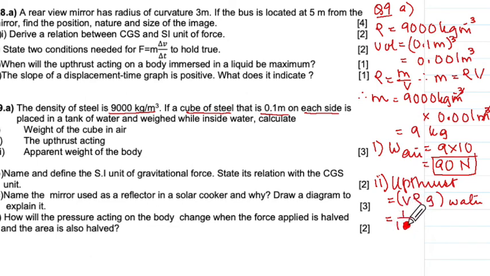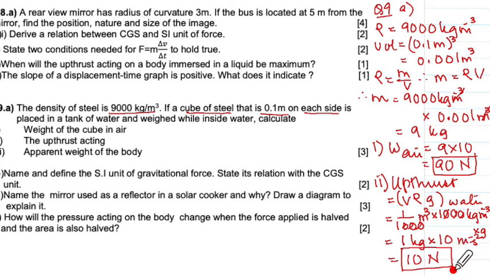So it will be 1 upon 1000 meter cube multiplied by density of water, 1000 kg per meter cube, multiplied by g. So we have all this getting cancelled and we will have 1 kg into gravitational acceleration, that will be 10 meter per second square. That is equal to 10 Newton. So this is the upthrust, and that is our answer 2. This is your answer 1.